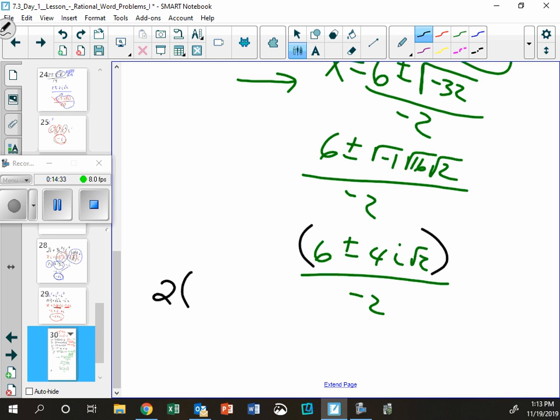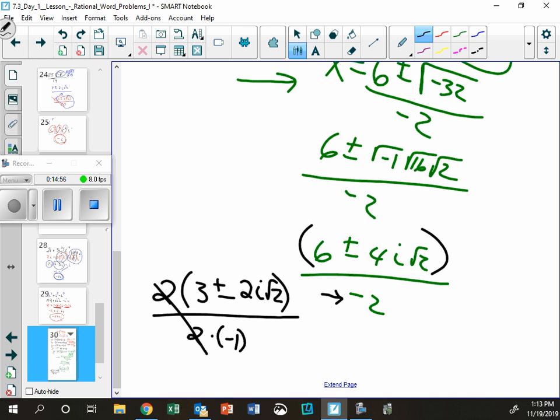All right, what's in both of those? 2. 2 comes out, we got left 3 plus minus 2i root 2 all over. Now, this is going to be kind of tricky, but I think you'll like it. I can factor out 2 on this one and leave behind the negative 1. 2 times negative 1. That is negative 2, isn't it? That way this 2 can just cancel.